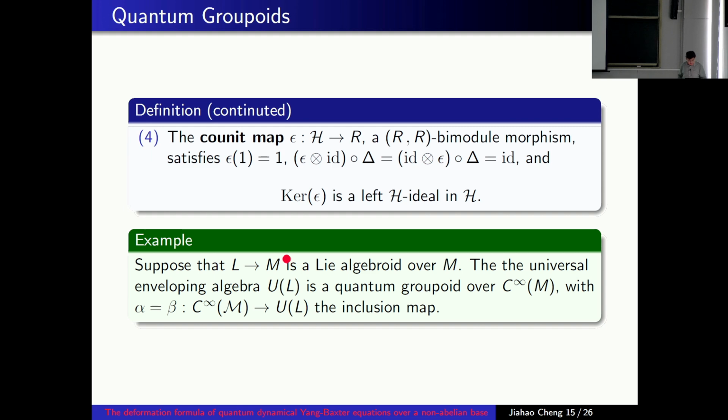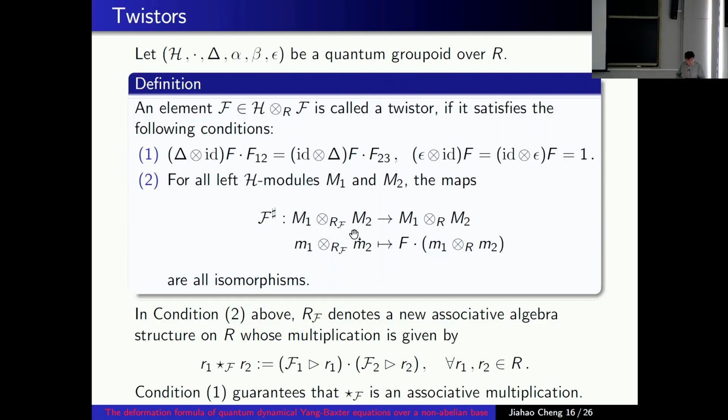One easy example of a quantum groupoid is this: if you take a Lie algebroid over a smooth manifold, then one can consider the universal enveloping algebra U(L) of the Lie algebroid L. You can show that this is a quantum groupoid, and the source and target maps are just the inclusion map. Okay, now we recall a very important concept called a twistor.